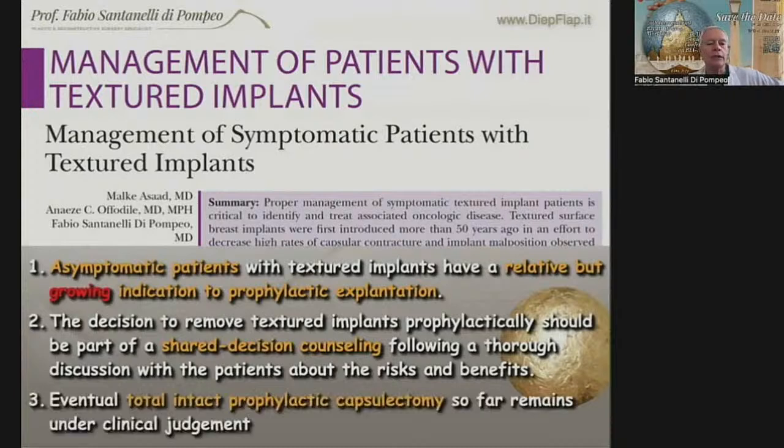So eventually, once you decide to replace the implant, you can consider, but that does not mean that you must do, a capsulectomy or a total capsulectomy. Eventually, the capsulectomy should be totally intact, of course, but this still remains under clinical judgment.